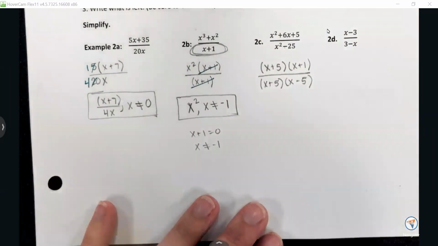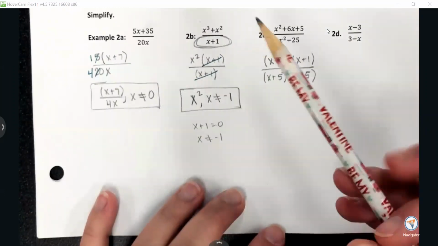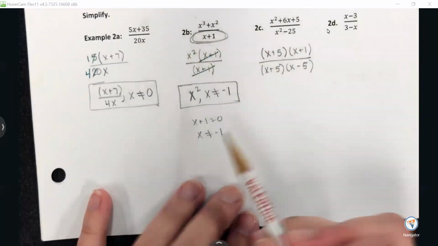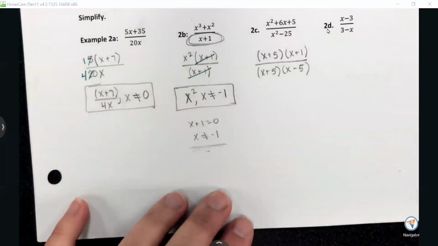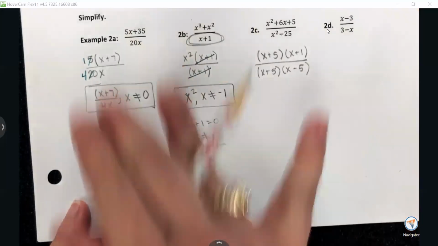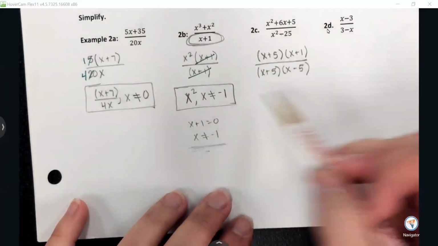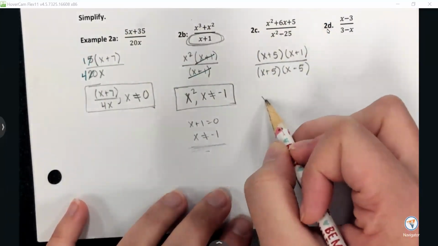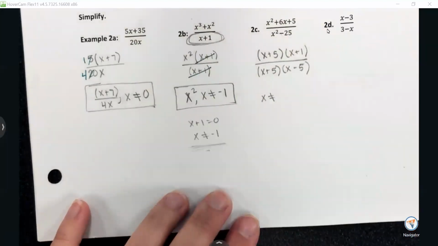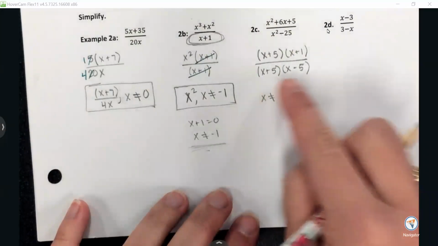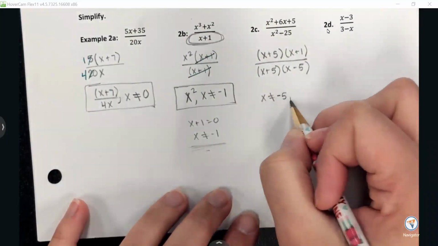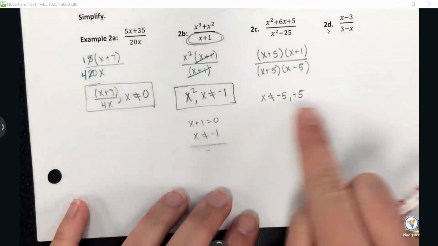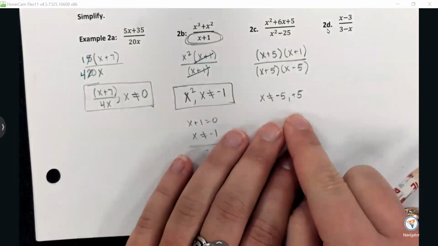So if you got confused, freeze really quick. If you got confused on letter B about where we got this part from, then go do that part first before you cancel anything out. So if I go do that part first right now, I know that x cannot equal what? What can x not equal in my denominator? -5 and +5. So I know right away it can't equal either one of those.